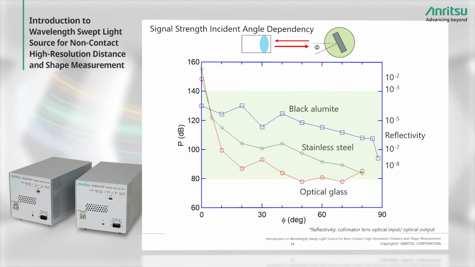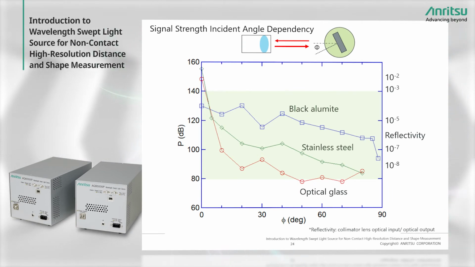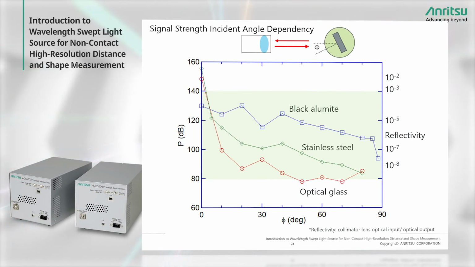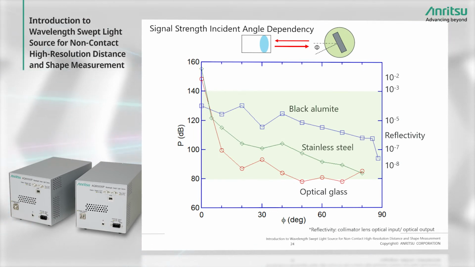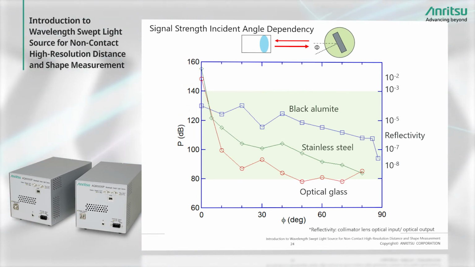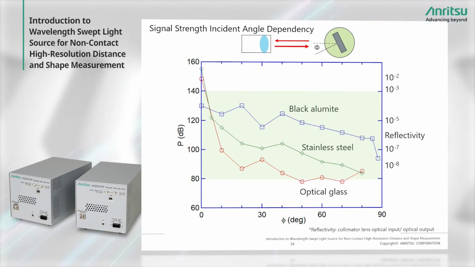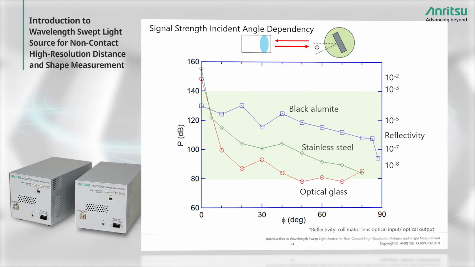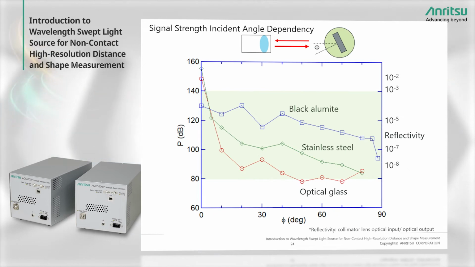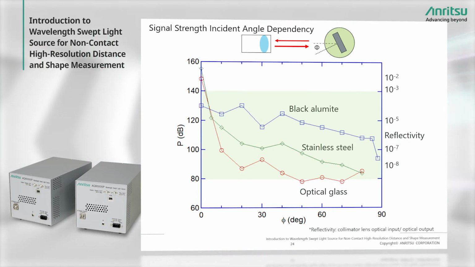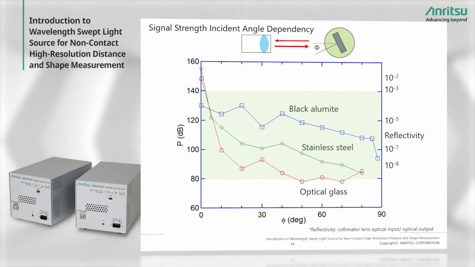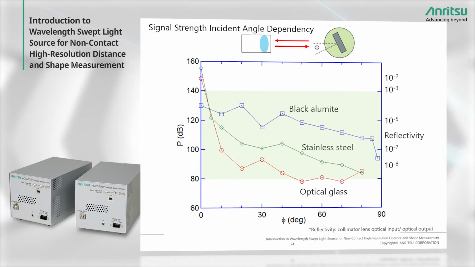Looking at polished stainless steel, which is very reflective when light strikes the material perpendicular to the surface, the accuracy becomes worse as the signal becomes too strong. It is clear that the incident angle limit is about 70 degrees where the signal strength becomes too weak. The plotted line for optical glass falls steeply, and it is clear that the limit is around 30 degrees.